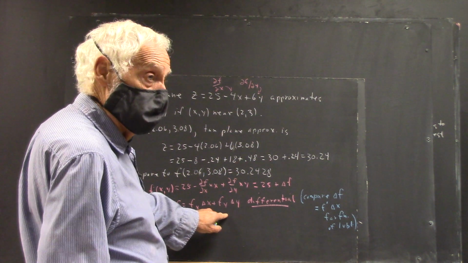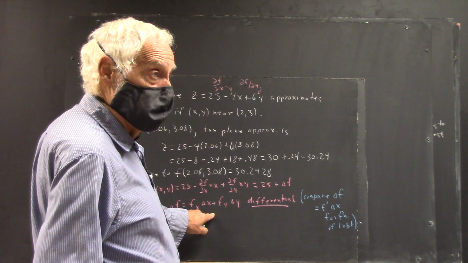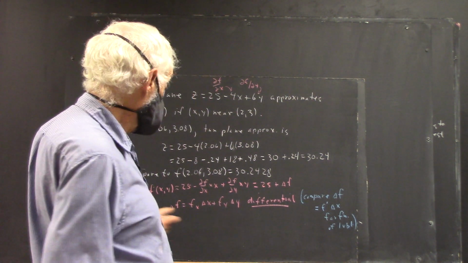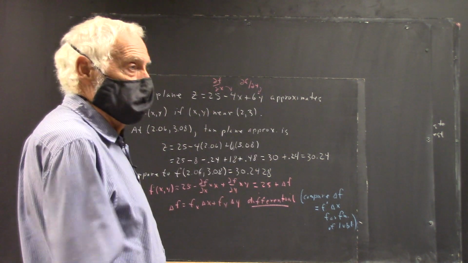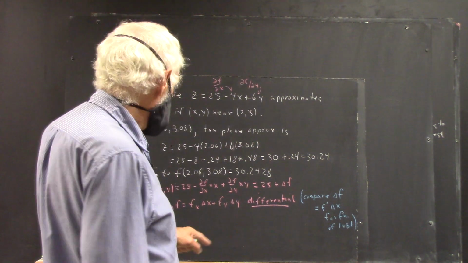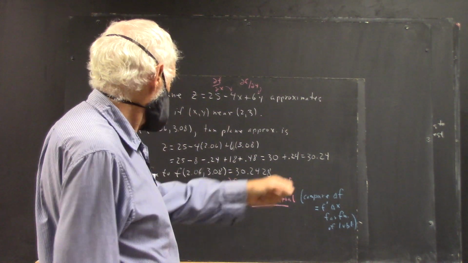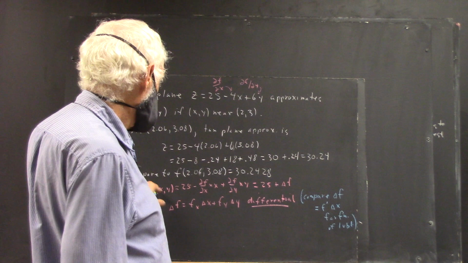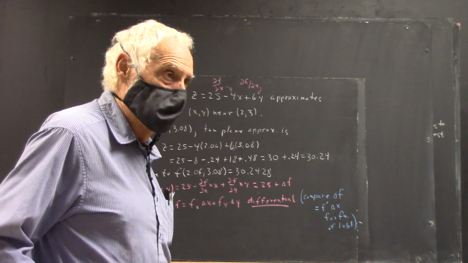General expression for the differential of a function of many variables. It doesn't matter how many variables. If you got z, w, k, q, p, then you have fz delta z. Of course, now it's not going to be a function of two variables. You're going to be graphing it in many dimensions.